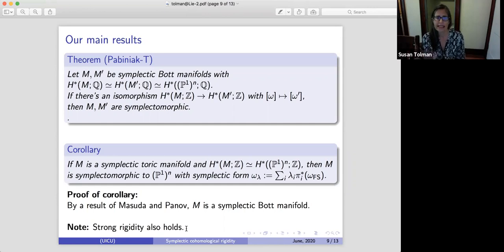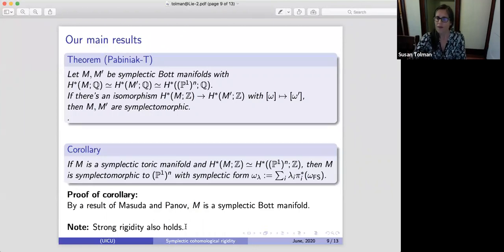And it's very easy to see that this follows from the theorem. The reason is that Masuda and Panov prove that in this condition, M is a symplectic Bott manifold, so I can just apply the previous theorem. For those of you who have seen cohomological rigidity, there's also a version called strong cohomological rigidity, which means that given an isomorphism, you have a symplectomorphism which induces this isomorphism, and that also holds. But I don't want to focus on that.